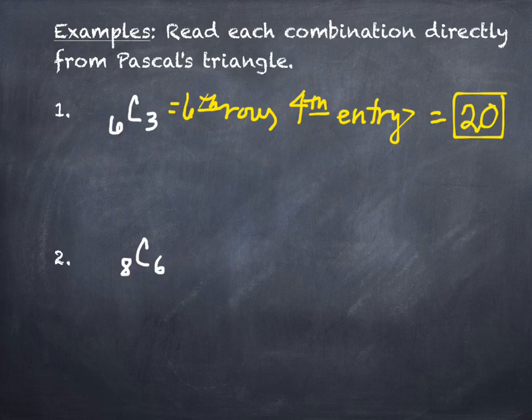Yes? How do you want us to write that? If we see that on the test, do you want us to just write the number, or do you want us to write, like, 6th row, 4th entry equals 20? You can write 6th row, 4th entry equals 20. That's a great way of showing your work.